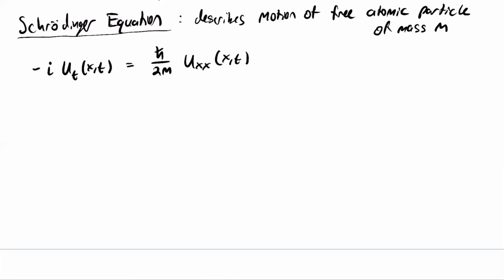And so this should look very similar to the diffusion equation, right? I have a time derivative on the left-hand side, and this is equal to some constant multiple of the second derivative with respect to x. However, it's not quite the diffusion equation because we have a complex number here, right? And so the fact that the complex number i is here will change the theory of the equation pretty significantly.